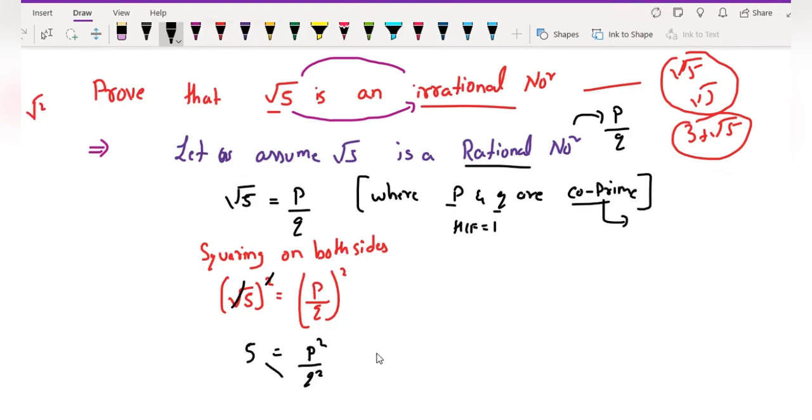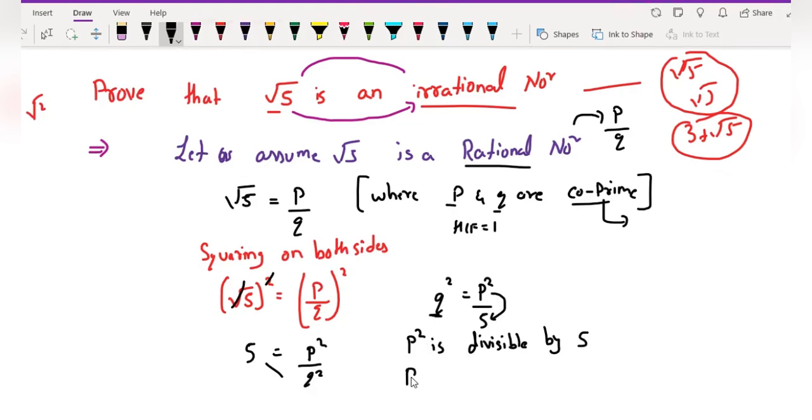Here we cross-multiply, so we can say that 5 q square is equal to p square. So what we can say is p square is divisible by 5. Why am I saying it that way? Because we got 5 q square. When this p square is divided by 5, we get an integer, that is what we are getting, q square. That's why I'm writing p square is divisible by 5.